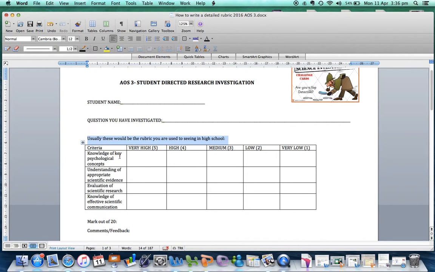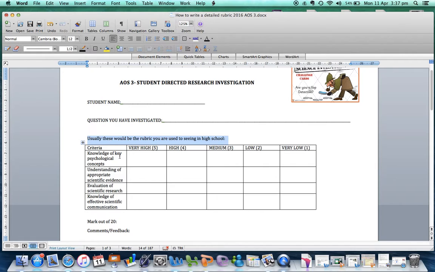For a student-directed research investigation for Units 1 and 2, remember that they are given, for example, a choice: they choose a question and they have to investigate that question by looking up past research on it and essentially writing up an investigation on researching that question. So they have to know key psychological concepts.